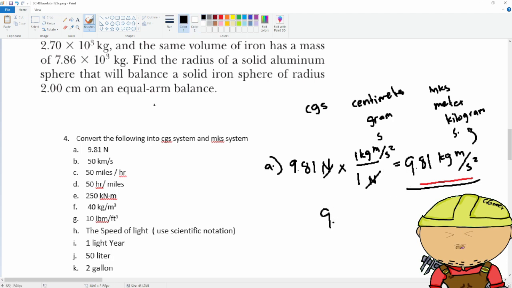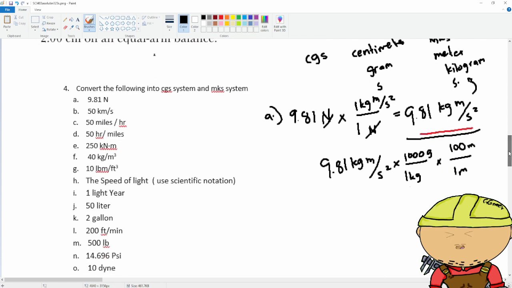If we're gonna convert it to CGS, we're gonna transform the kilogram into gram. 1 kilogram is 1,000 gram. Then 1 meter is 100 centimeter. So cancel, and your answer will be 9.81 times 10 to the 5th gram centimeter per second squared. There we go, and this will be your answer in the CGS system.